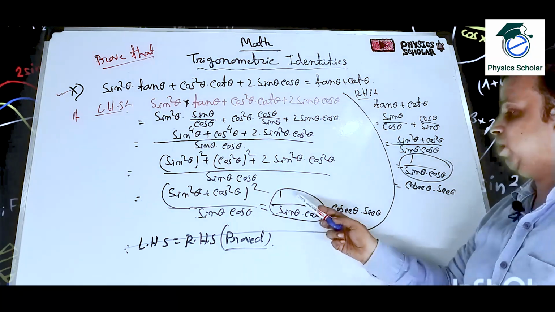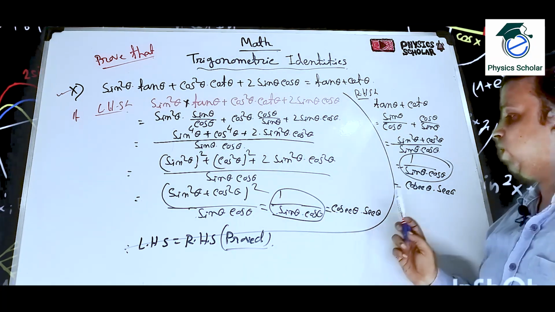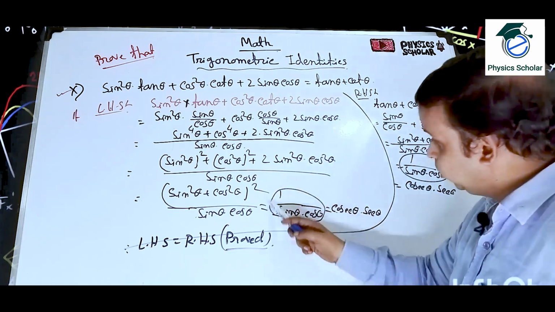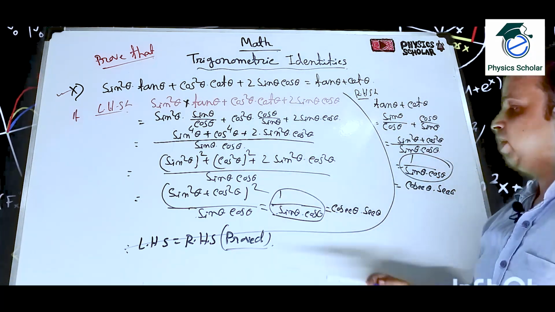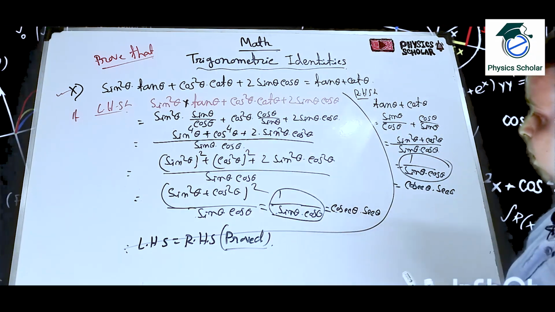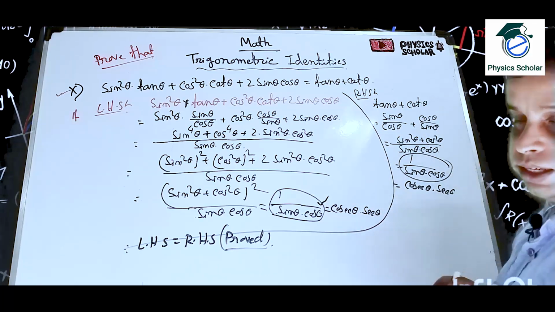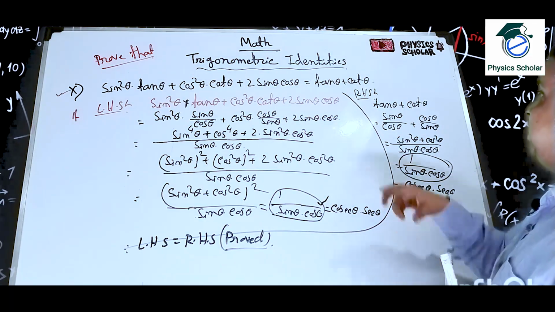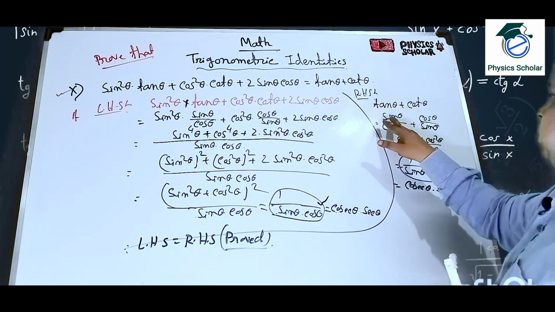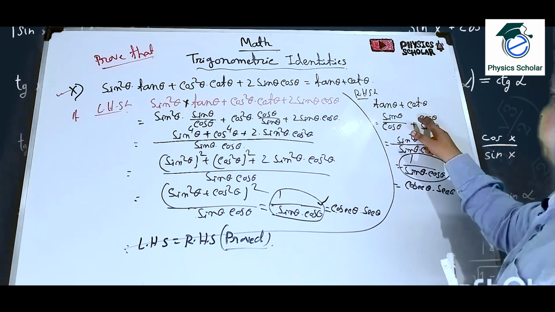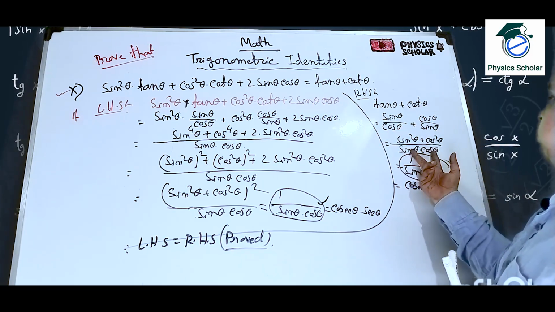Clear? This is equal to 1 by sin, which means cosec, and 1 by cos, which means sec. So cosec theta and sec theta. We can also leave the sum here. Okay. If you leave the sum here, then that is also correct. Clear? Now right hand side, tan theta plus cot theta. So tan theta is equal to sin by cos, and cot theta means cos by sin. So sin and cos will be the LCM.